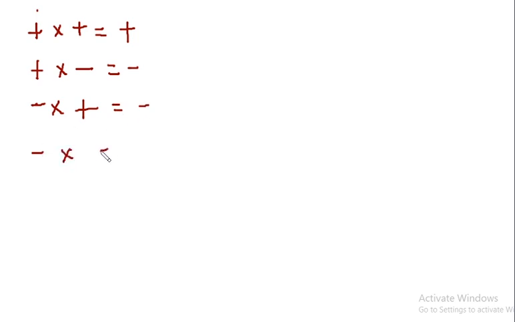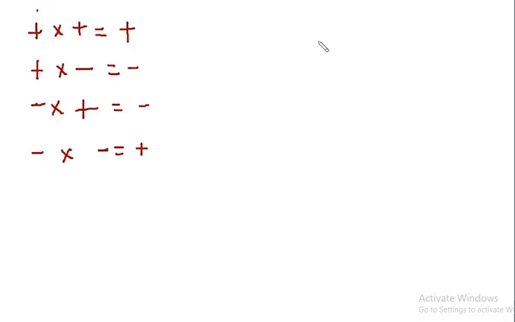In this video, we're going to talk about the sign rules in mathematics. For the rules based on multiplication, we have plus times plus is equal to plus, plus times minus is equal to minus, minus times plus is equal to minus, minus times minus is equal to plus.